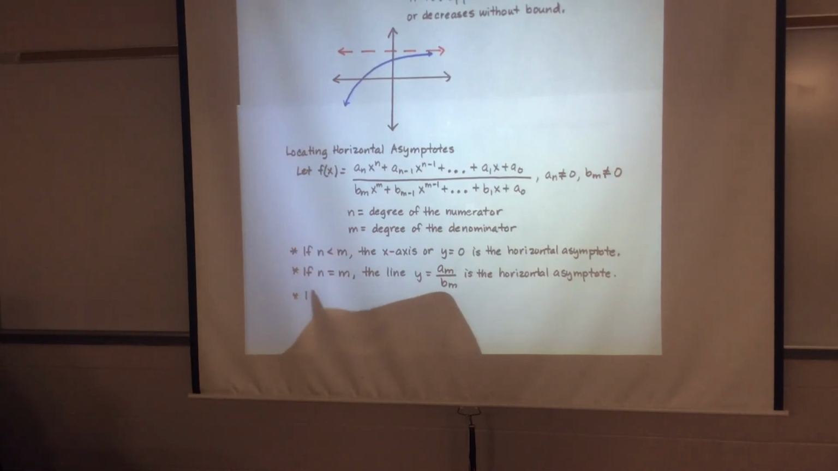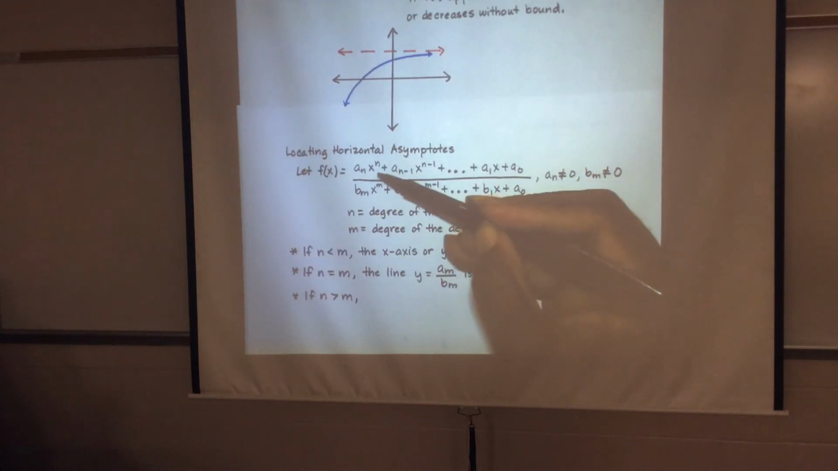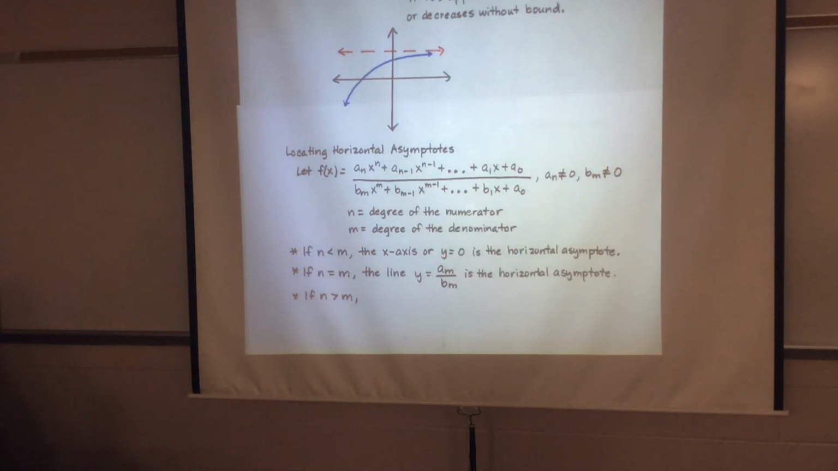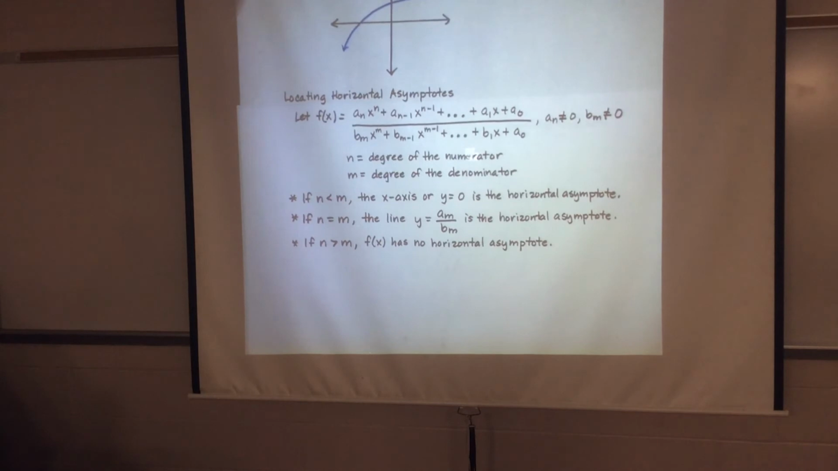In the third case, if n is greater than m, if the highest exponent in the numerator is greater than the highest exponent in the denominator, then the graph of f of x has no horizontal asymptote. It will have no horizontal asymptote here.